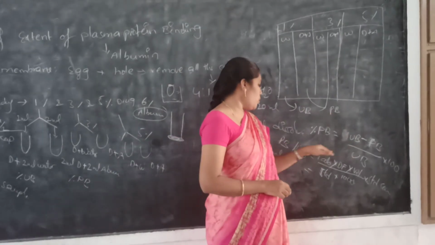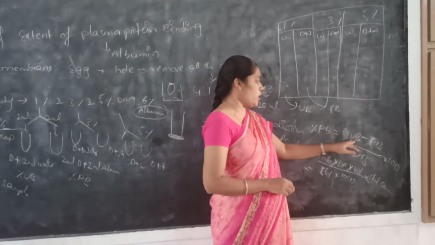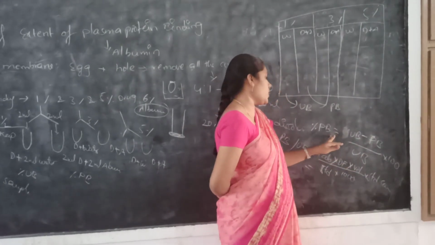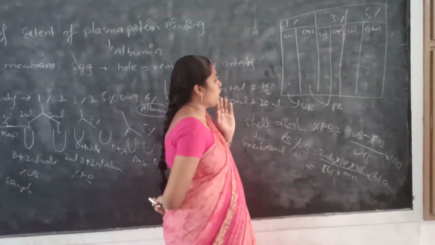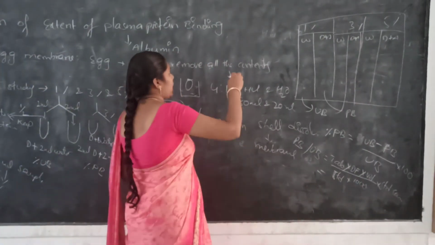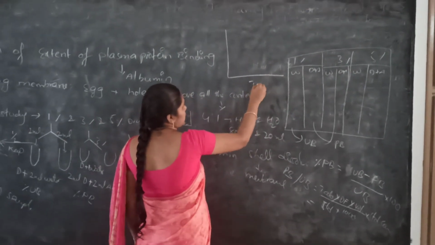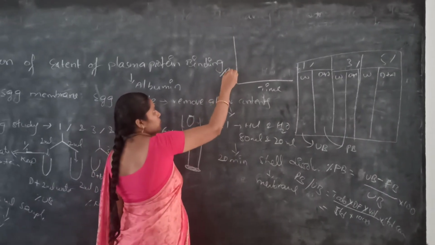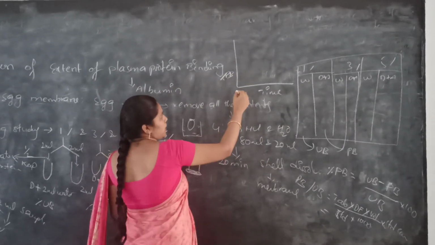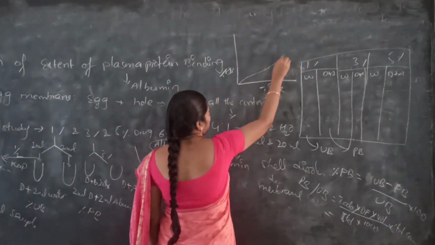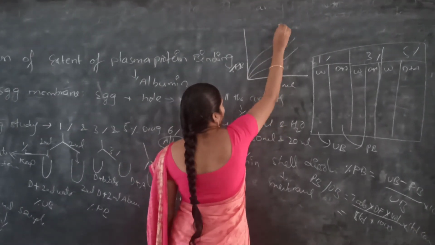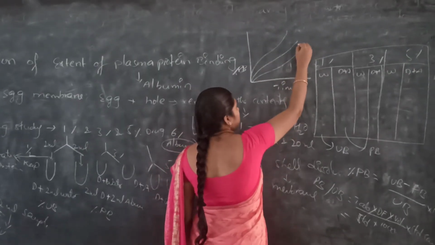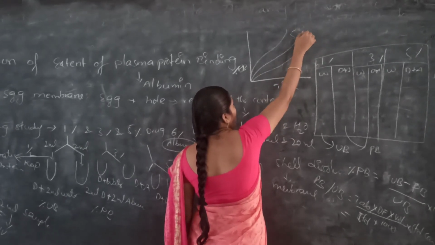Now these two values are substituted in the above equation, unbound minus protein bound divided by unbound into 100, which gives the percent protein bound. After getting these values, we plot a graph with time on the x-axis and percent protein bound on the y-axis. As time proceeds, the percent protein binding increases. At three different concentrations we get three curves: one for 1%, one for 3%, and another for 5%.